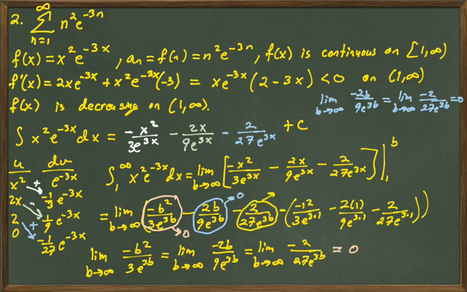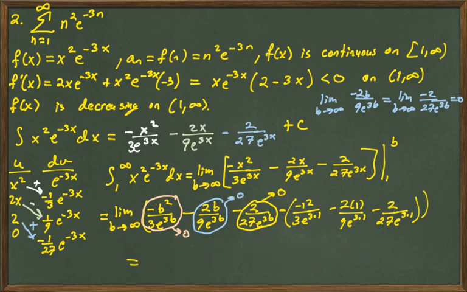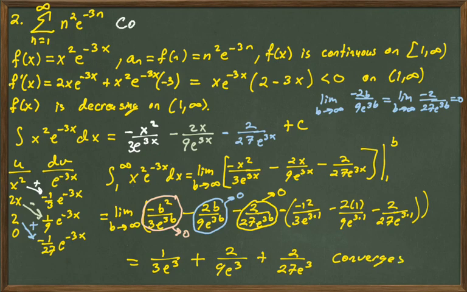Okay. And so what we're going to be left with is minus the constant. So the limit of the constant is just a constant. So let's erase all that there, and this improper integral is going to be 1 over 3e to the third power plus 2 over 9e to the third power plus 2 over 27e to the third power. This is a finite number, and so we can say that the improper integral converges. By the integral test, the infinite series is going to do the same thing as the improper integral. Since the improper integral is converging, so does the infinite series. So we have convergence by the integral test.